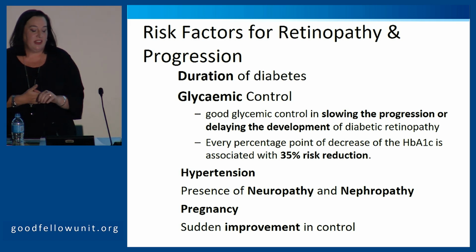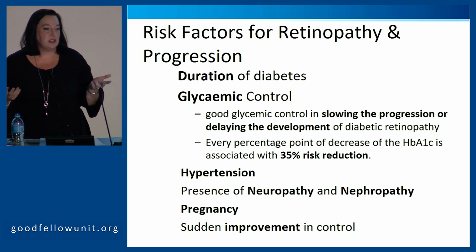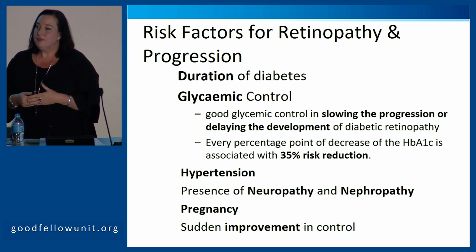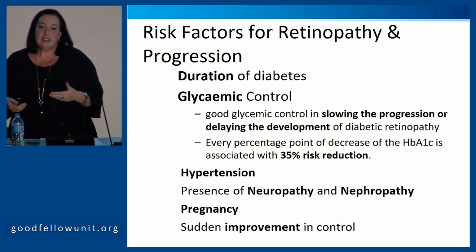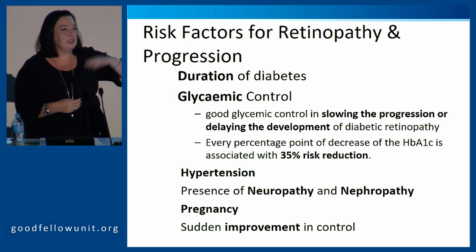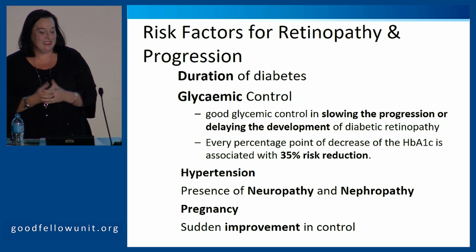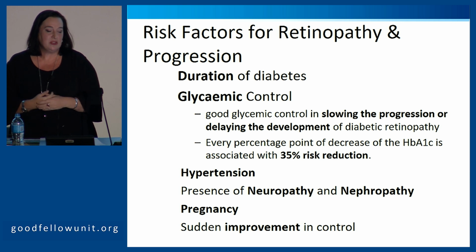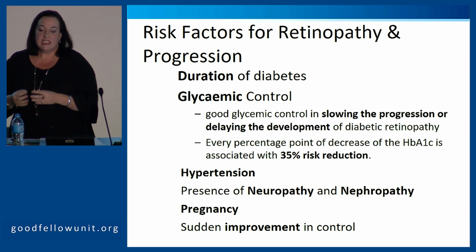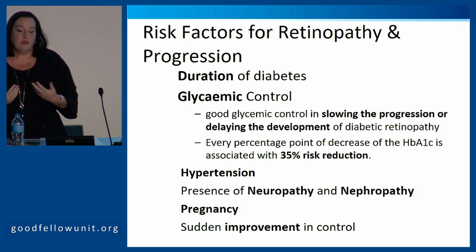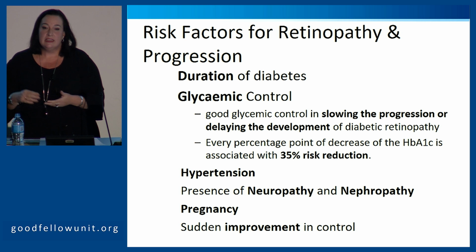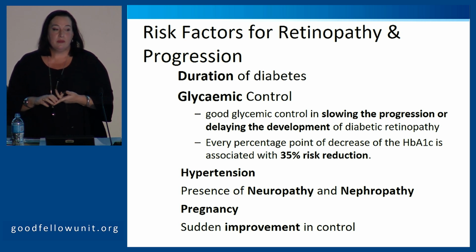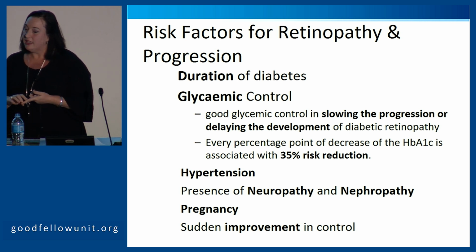So what are our risk factors? Duration is the biggest one, glycemic control. We have evidence, we have studies that show that a 1% reduction in HbA1c, so that's in our olden language, so 6 millimoles or thereabouts, will reduce the risk by up to 35%, okay? Hypertension is a big factor for progression, okay?